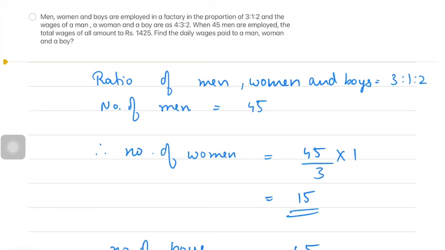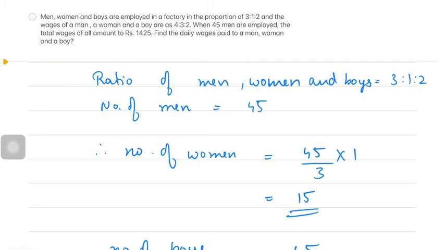And the wages of a man, woman and a boy are in the ratio of 4:3:2. When 45 men are employed, the total wages of all amount to rupees 1425. Find the daily wages paid to a man, woman and a boy.